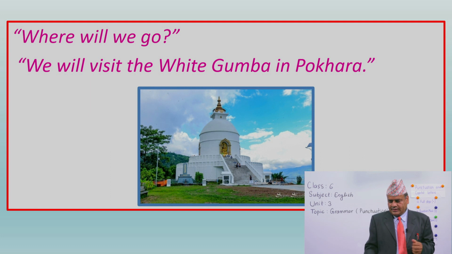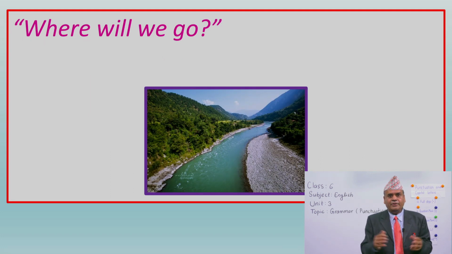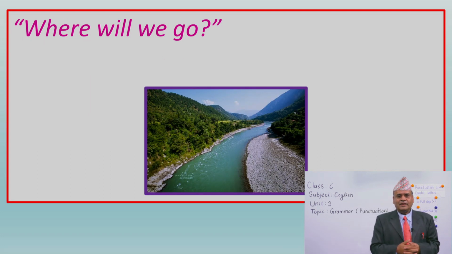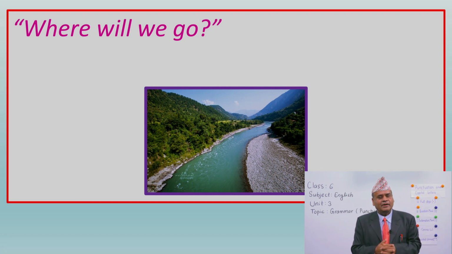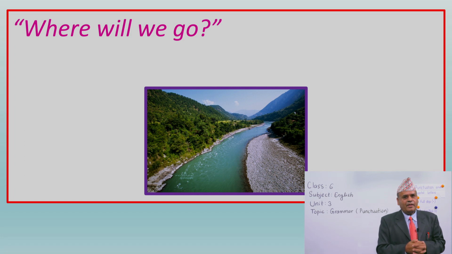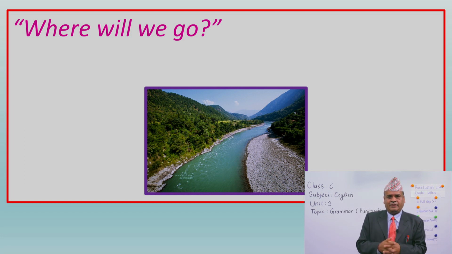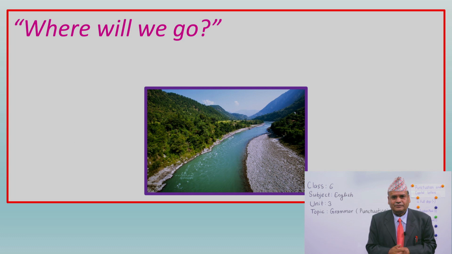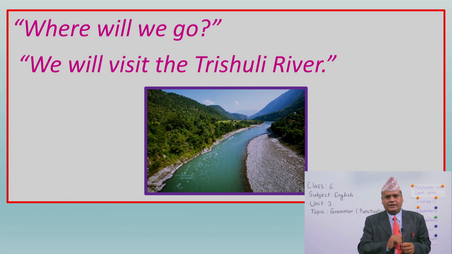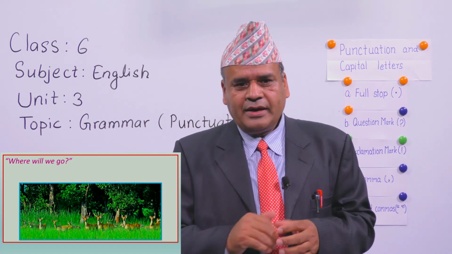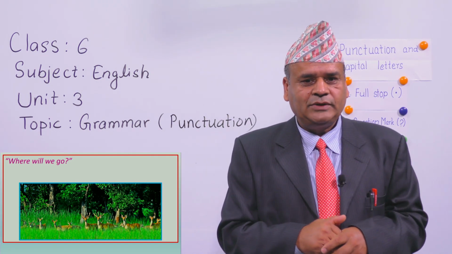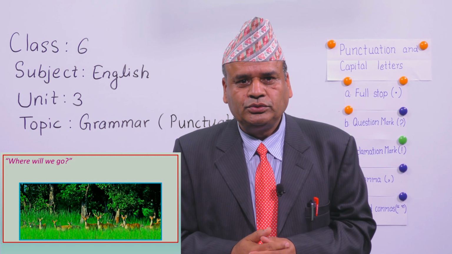Right? And let's make another plan. Where will you go? There is a river. Which river is it? All right. So, yes, Trishuli. Okay? So, we will visit the Trishuli river. And similarly, we are moving to the next picture. Where will we go?